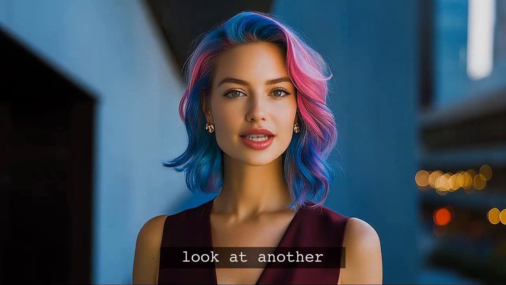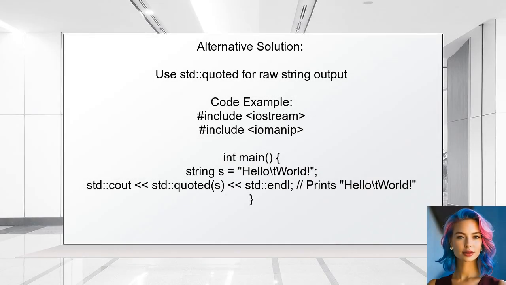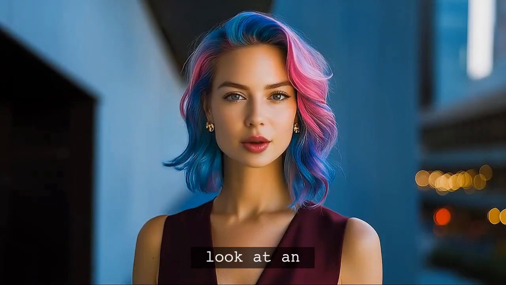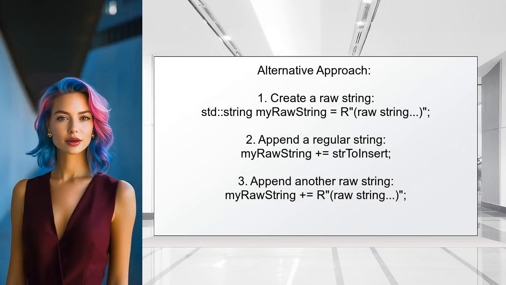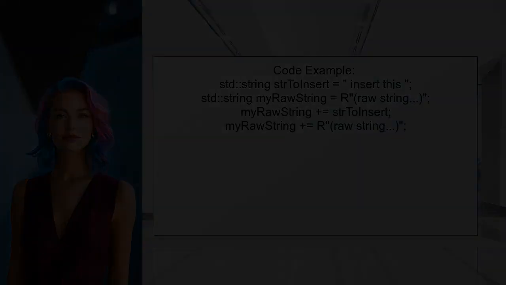Let's take a look at another one. An alternative solution provided by another user suggests using the std::quoted stream manipulator if you're working with a C++14 compiler. This allows you to print the raw form of a string variable easily. Let's take a look at an answer from another user. One user suggests a workaround for combining the raw string modifier with a string variable. They create a raw string and then append a regular string to it. This method works, but they note it's not the most elegant solution.